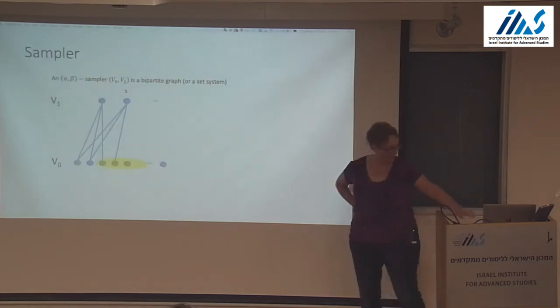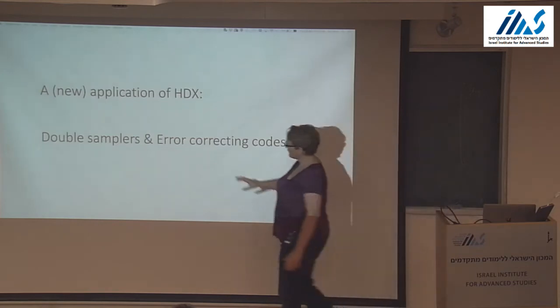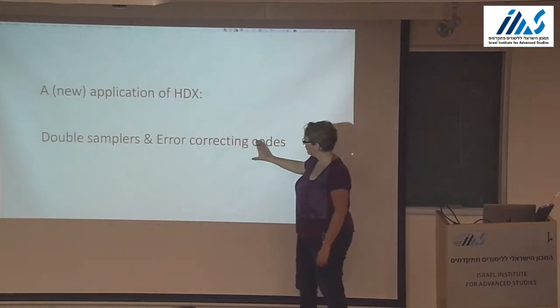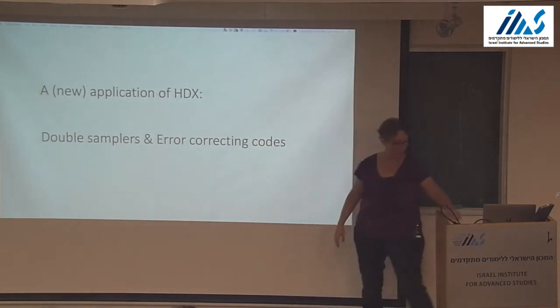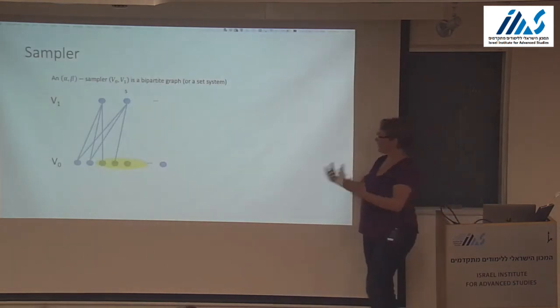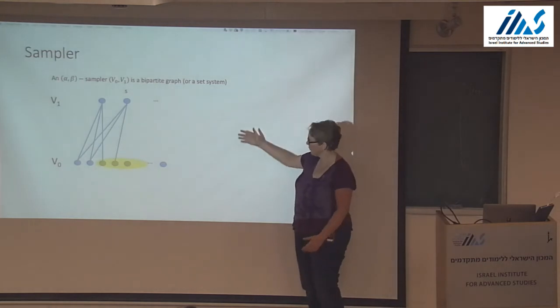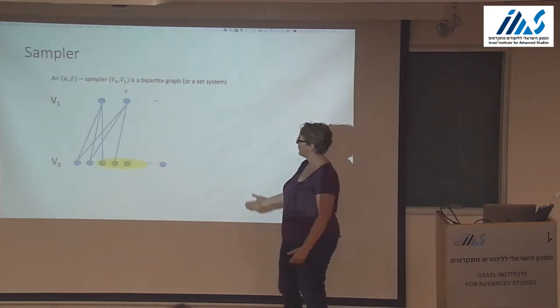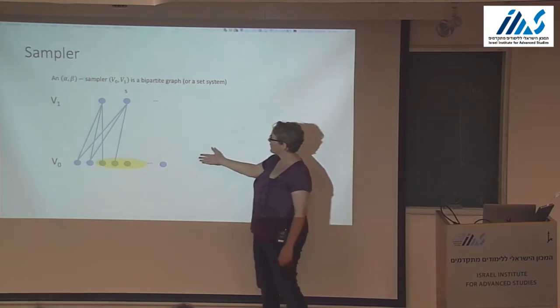So my goal: first I will define double samplers. Then we will talk about some application to error correcting codes. So let's start with double samplers. Even before that, let's define samplers, which are common objects in TCS, theoretical computer science. Okay, so what's a sampler?